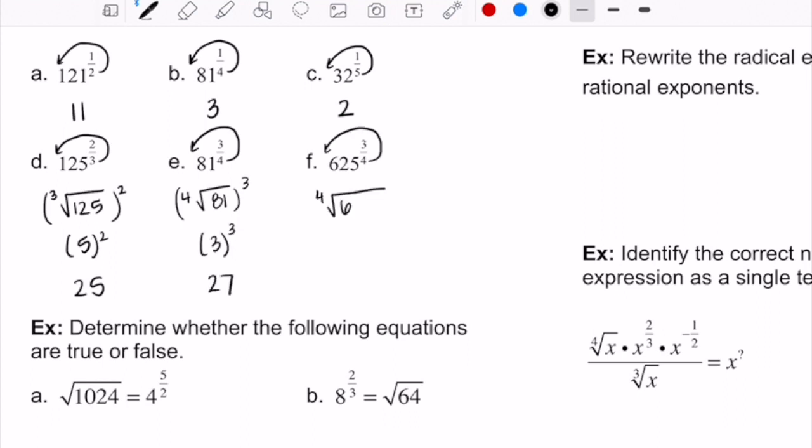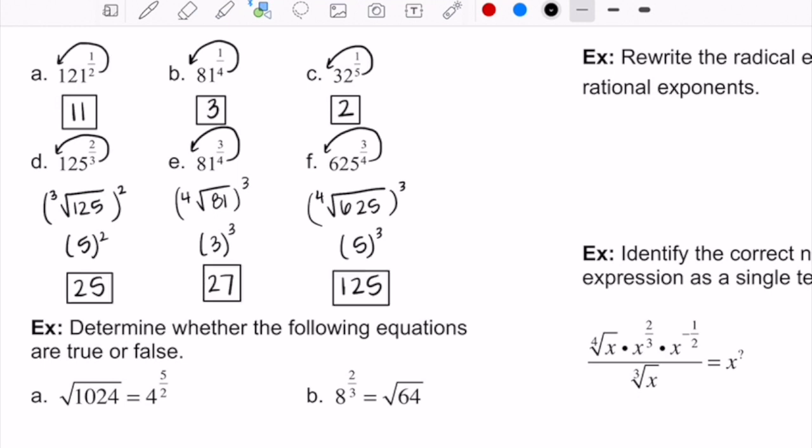And lastly, the fourth root of 625 raised up to the third power. So the fourth root of 625 is 5, because 5 times itself 4 times gives you back 625. And then when I do 5 to the third on this one, I get 125. So if the numerator of the rational exponent is the number 1, you don't have that second step that you need to do. But if the numerator on the rational exponent is a number besides 1, then sometimes you have a second step that you'll need to do to simplify each expression.